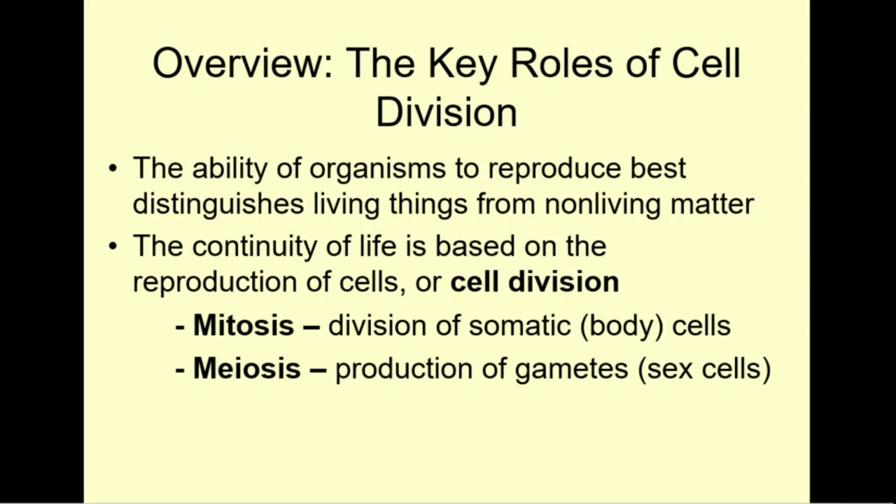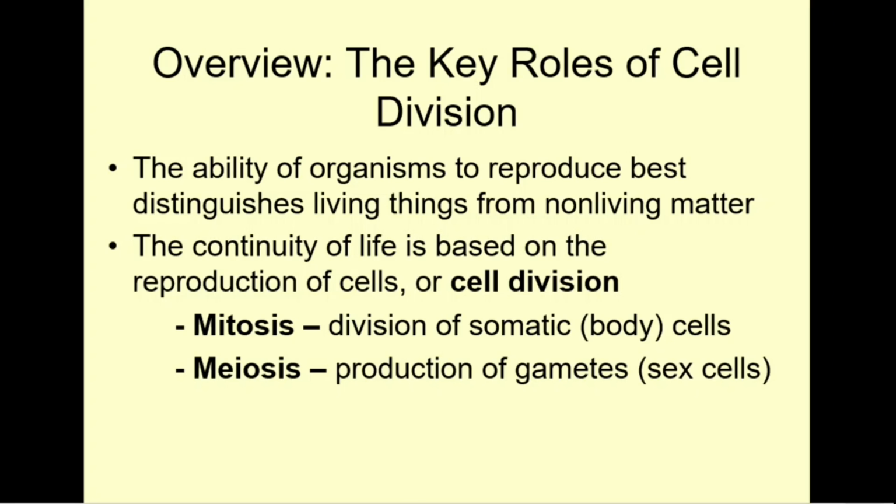And meiosis is the production of gametes, or the production of sex cells, so eggs and sperm. An important distinction to make here is that mitosis is the division of somatic cells, whereas meiosis is the production of gametes. So when students are first learning this topic, they often get a bit confused and say that meiosis is the division of gametes. It's not the division of gametes, it's the production of gametes.